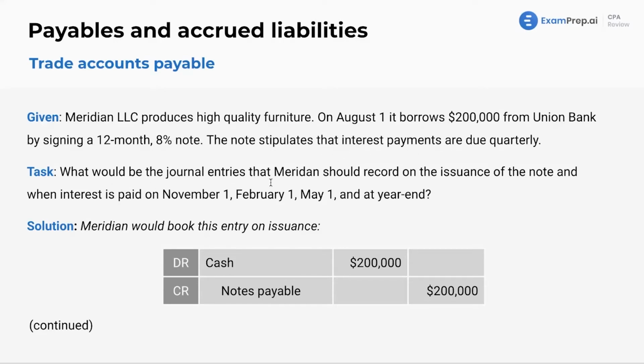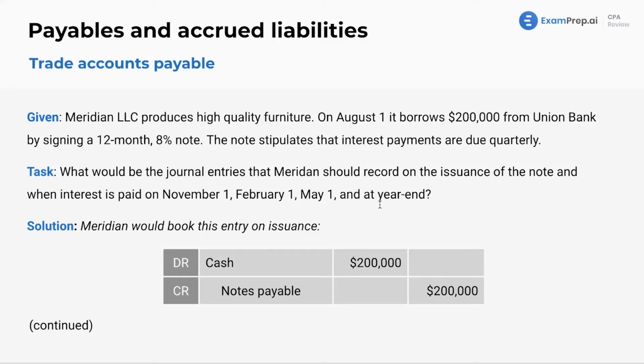What would be the journal entries that Meriden should record on the issuance of the note and when interest is paid on the quarterly dates? And then lastly, at year end. So let's start out. What's the journal entry that they record at issuance? Well, you're borrowing money. This one's pretty straightforward.